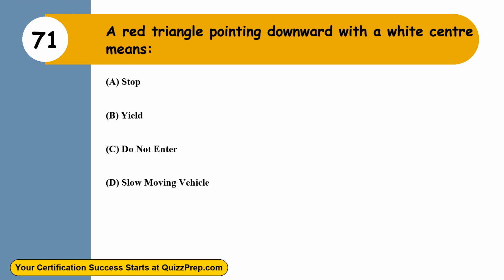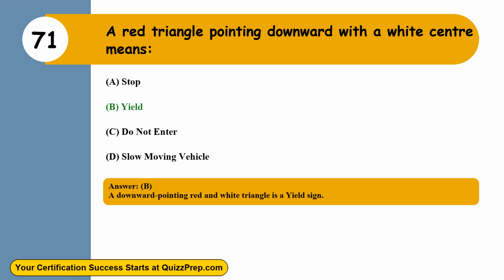Question 71. A red triangle pointing downward with a white center means: Option A, stop. Option B, yield. Option C, do not enter. Option D, slow-moving vehicle. The correct answer is option B, yield. A downward pointing red and white triangle is a yield sign.